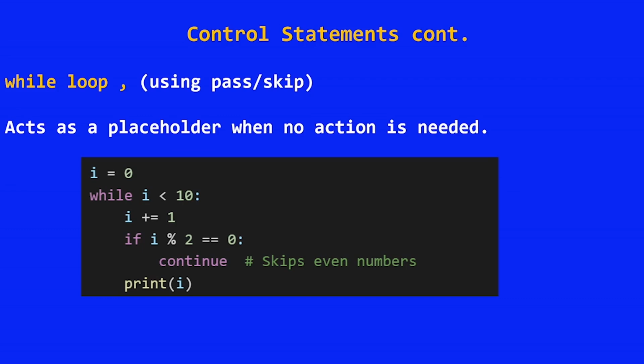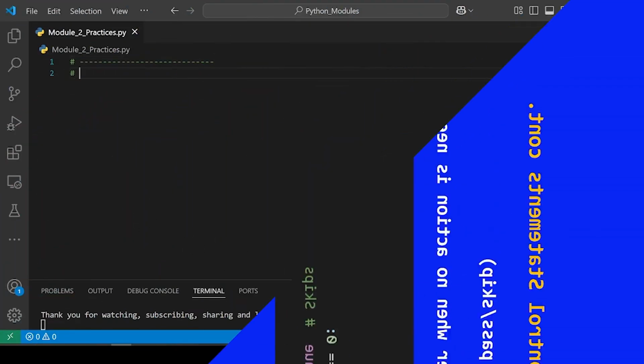So if i percentage 2 is equal to 0, we need to continue. Which means that if it's an even number, then we will have to skip or to ignore even numbers. Alternatively, we're interested in odd numbers. That is it. So let us see in the VS Code.